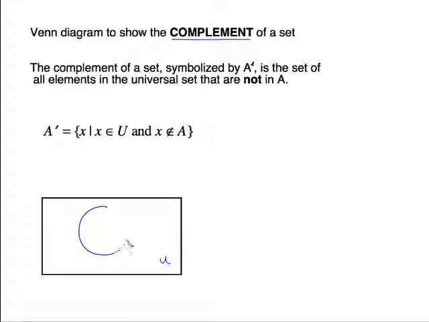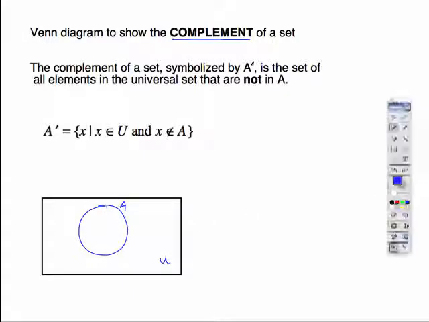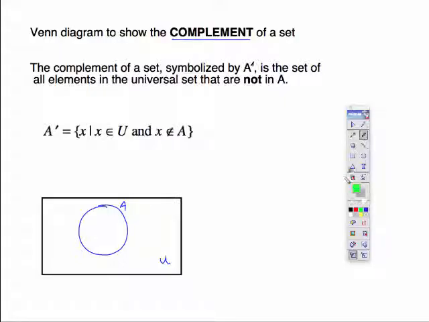Here is set A. There's a bunch of stuff in set A, but what we're looking for is anything that's not in A. So we can color this in by shading everything outside here. All of this outside here is what's considered not A, because those are the elements that are not in set A.